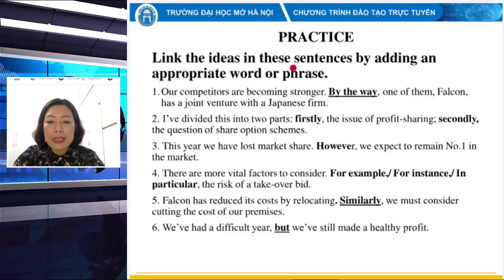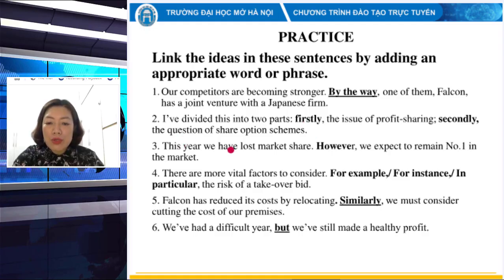By the way, one of them is, or another one, I've divided this into two parts. So you have to say about the two parts with the linking phrases. Firstly, secondly, right? This year, we have lost market share. Okay, however, we expect to remain number one in the market. There are more vital factors to consider. For example, for instance, or in particular, okay, you use the phrases here.